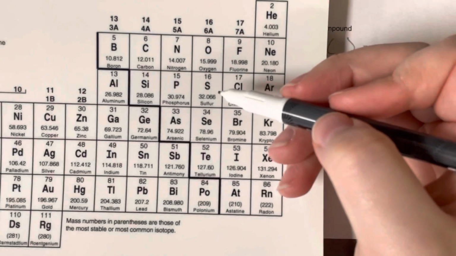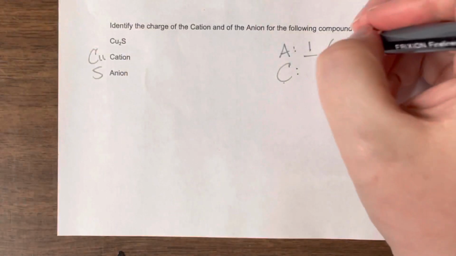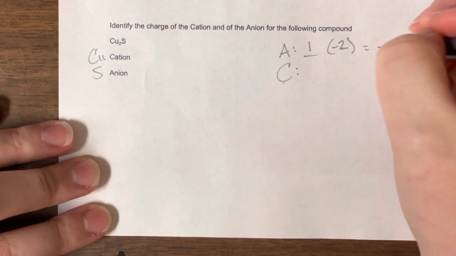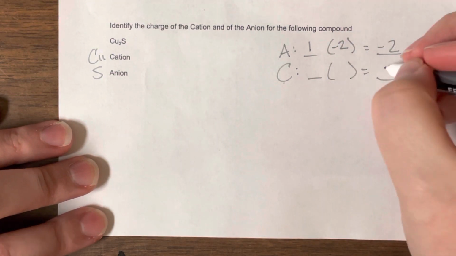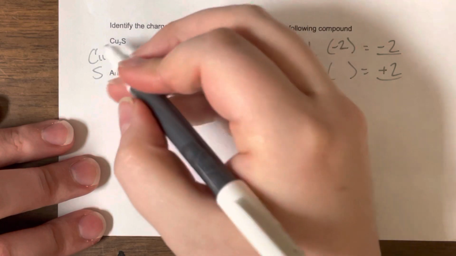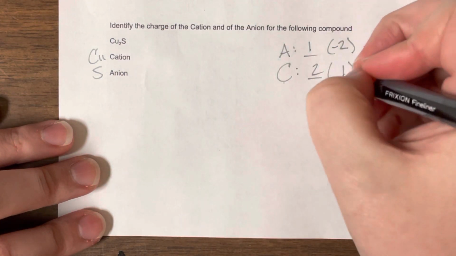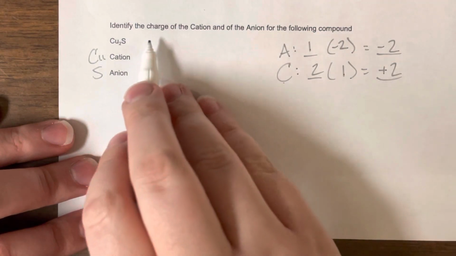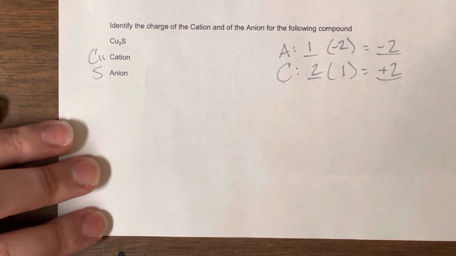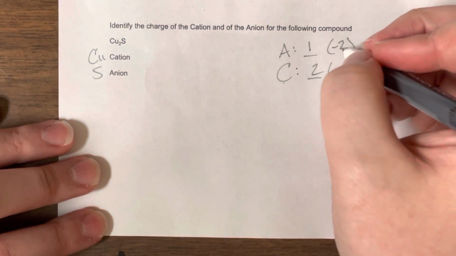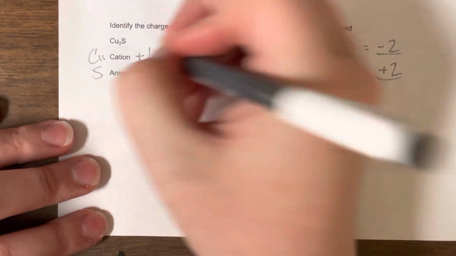Sulfur is in column 6, so that means it has 6 valence electrons. It has 6, but it wants 8, so it's going to steal 2. So 1 times -2 is -2. Equal and opposite of -2 is +2. My subscript for copper is 2. 2 times what is 2? 2 times 1 is 2. So I need to identify the charge. The things inside of the parentheses are my charges. So my anion's charge is -2, and my cation's charge is +1.